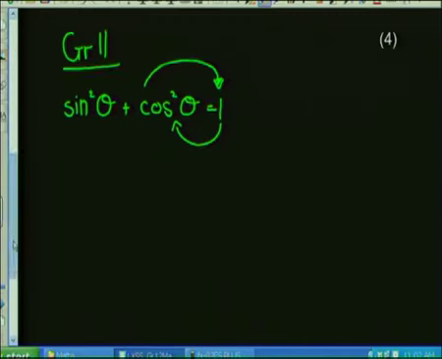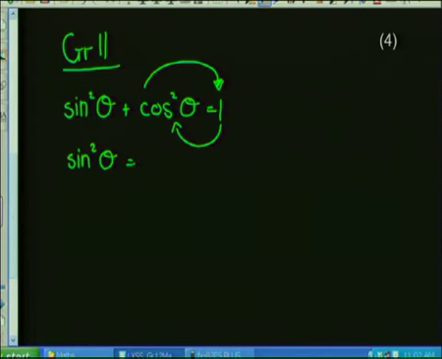Still looking at this identity, I also need you to recall that if we make sine squared theta the subject of the formula, sine squared theta will have a value of 1 minus cos squared theta. So you need to remember that in an exam, or in any question, if you see 1 minus cos squared theta, you immediately know that it is equal to sine squared theta.